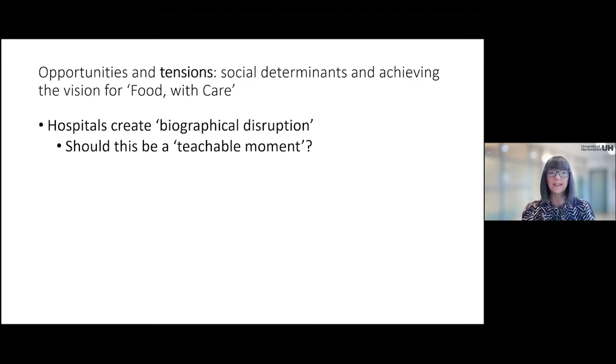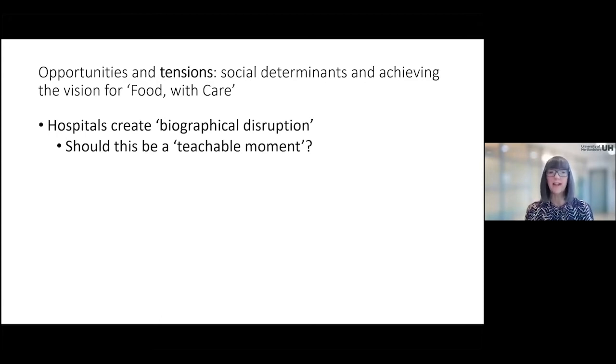Now, we can see this as a teachable moment and a chance to improve the diet of the young people and the families coming to the Cambridge Children's. But we really need to think through how appropriate that is, or whether the hospital needs to concentrate on ensuring children and families are comfortable and can eat well according to their typical social norms. And you're going to see this in the film that you'll see later this morning.